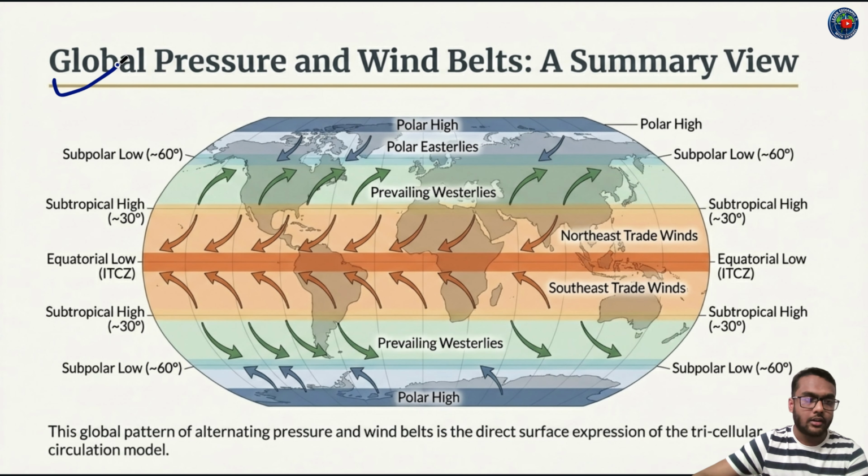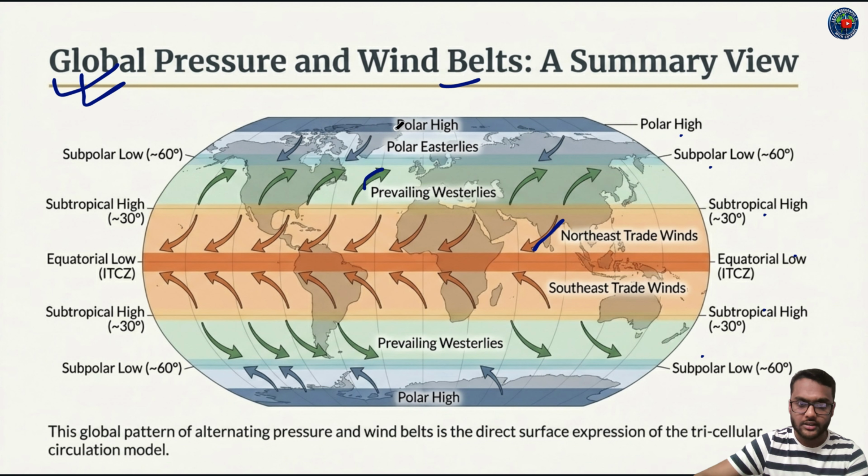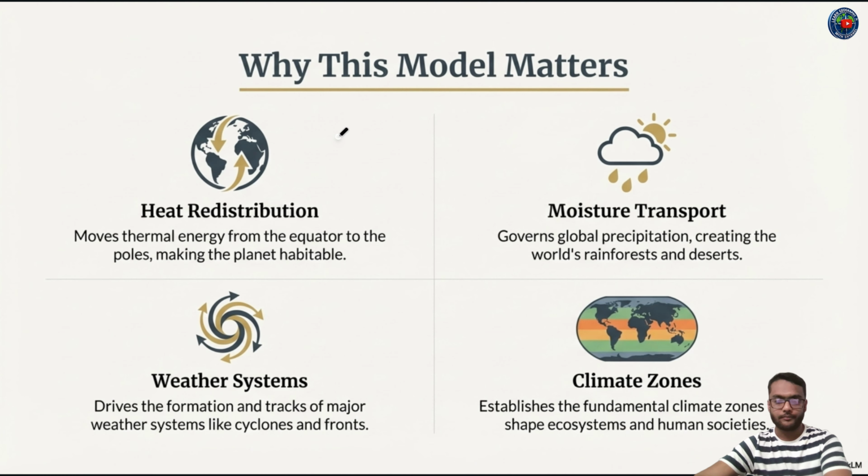Now this is the overall picture of the global pressure and wind belts, a summary view. Again, equatorial low pressure, subtropical high pressure, subpolar low, polar high, then subtropical high, subpolar low, polar high. And in between, the northeast trade winds, then prevailing westerlies and easterlies. Then again, southeast trade winds, prevailing westerlies and polar high. This subpolar low, subtropical high, equatorial low, subtropical high, subpolar low. This is the whole scenario.